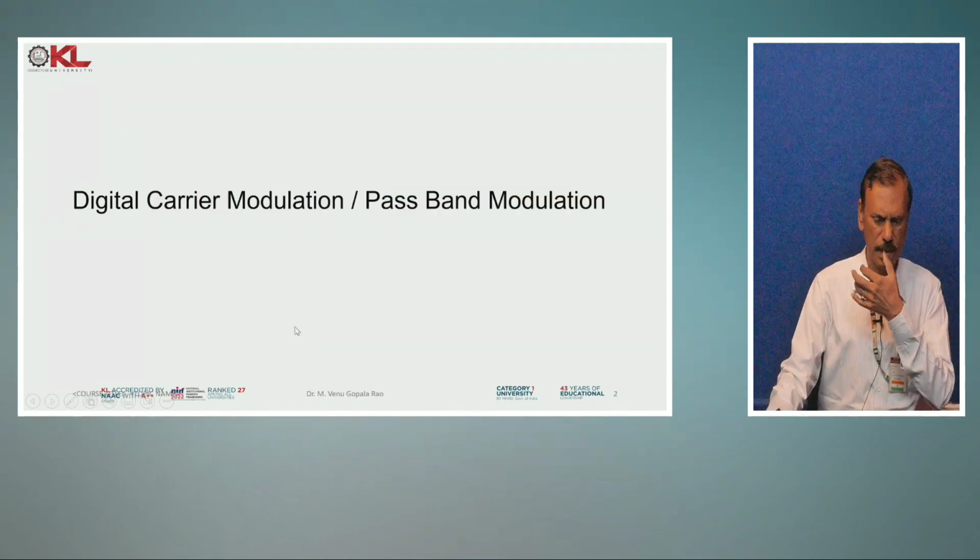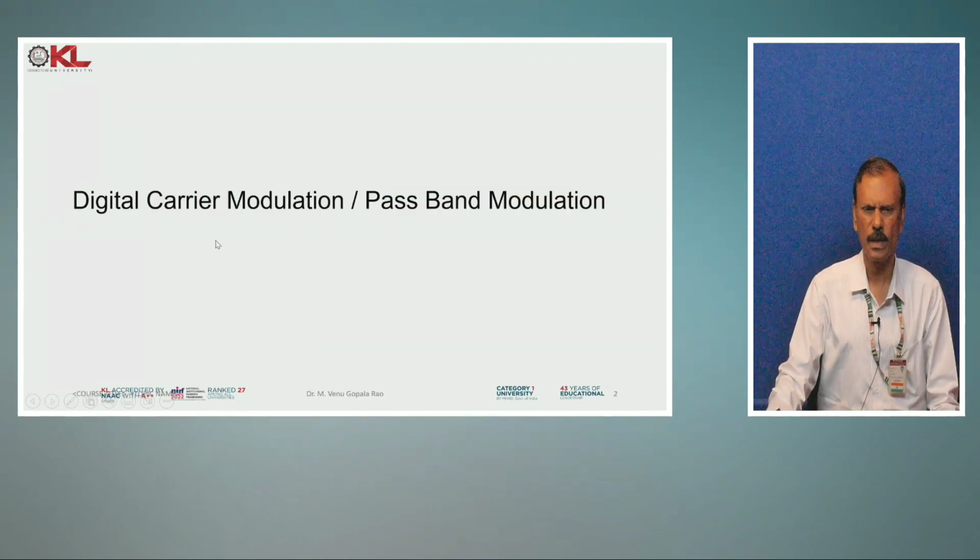In the first lecture, we have seen the very fundamentals needed for digital carrier modulation. That is, what is a digital signal? What are the data elements? What are the signal elements? What are the bit rate, baud rate, and bandwidth? We covered these with various examples in lecture 1. In lecture 2, we are going to study the actual carrier modulation.